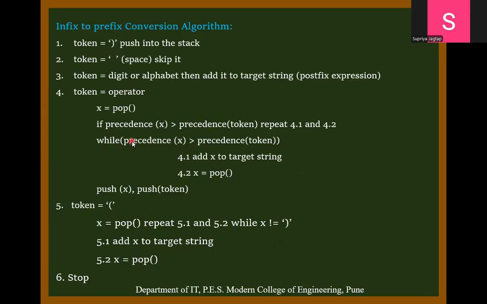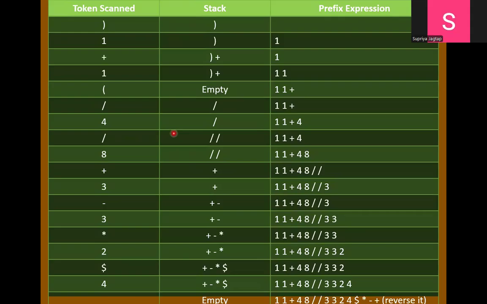And one more thing: while checking the precedence, if the scanned operator has higher priority, we can push it into the stack. In the previous case, if we scanned an equal priority operator, we couldn't push it into the stack. So it was greater than or equal to. But right now in prefix conversion, we'll follow the greater than condition only. So let's solve this example.